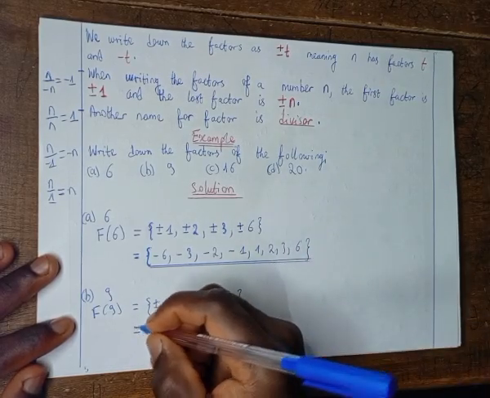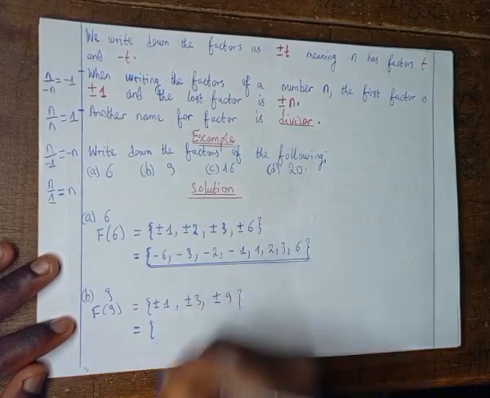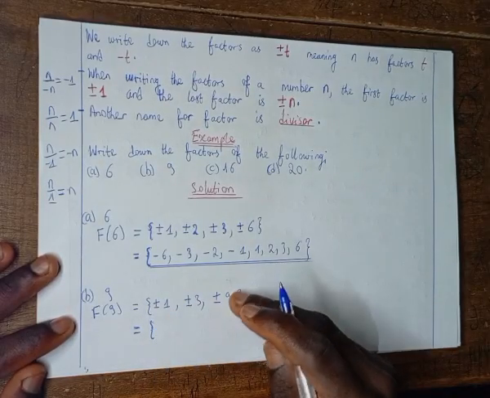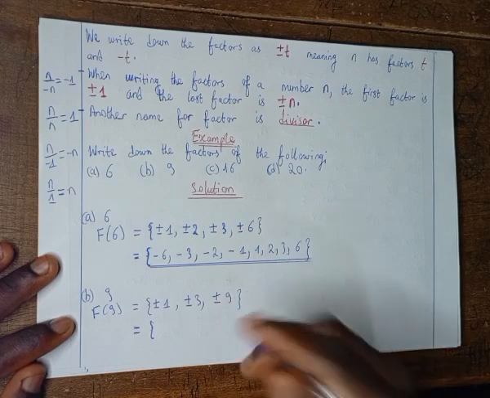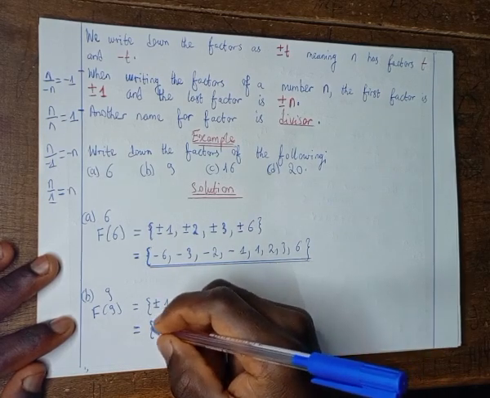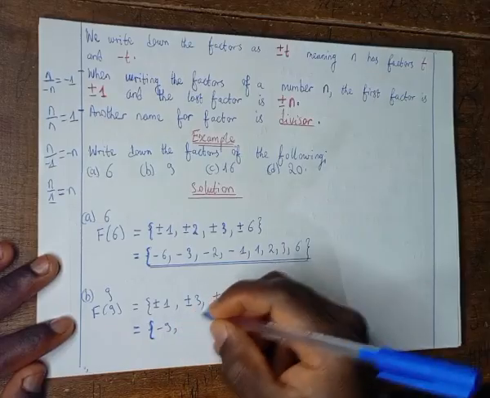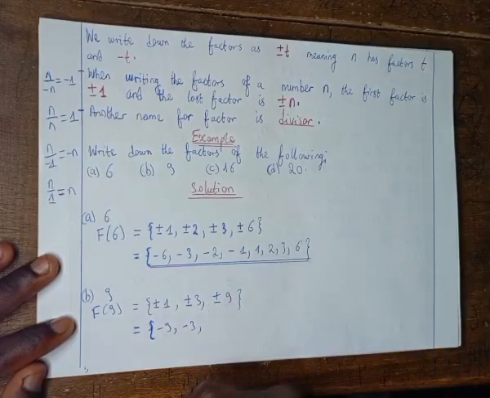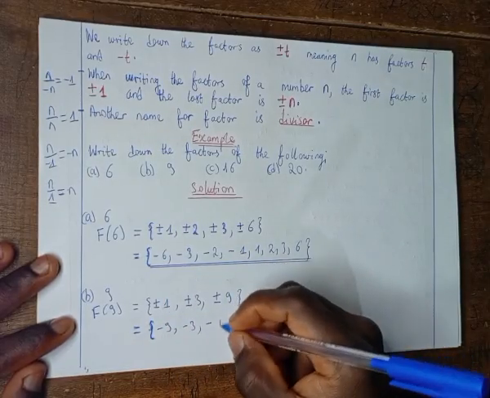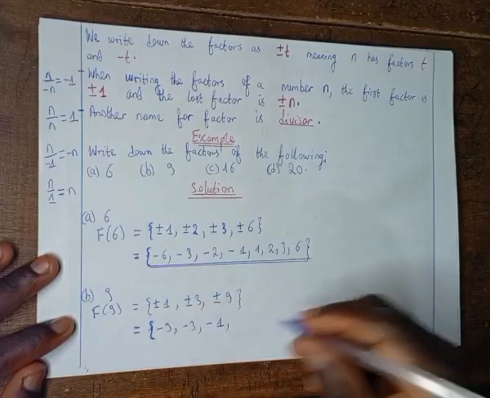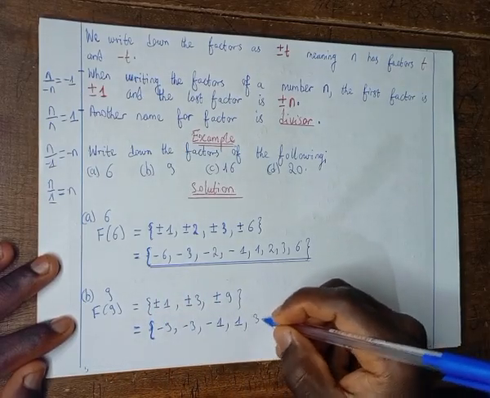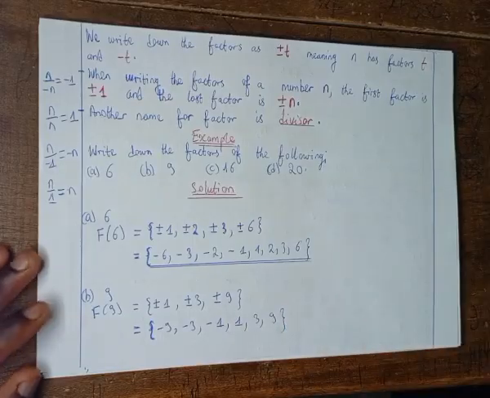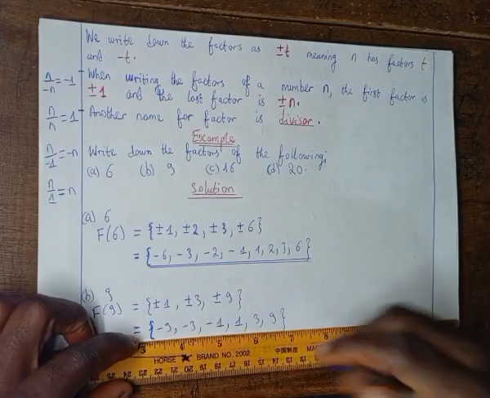Now this will simply be equal to, we write out the factors from the smallest to the biggest. When writing down the negative factors, we start from the last one, -9. From -9, we move to the next one, -3. From -3, we move to -1. Then we write down the positive factors, starting from the first one, 1, 3, 9. These are the factors of 9.